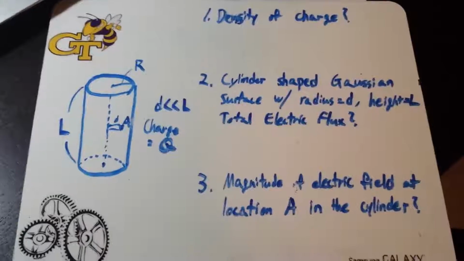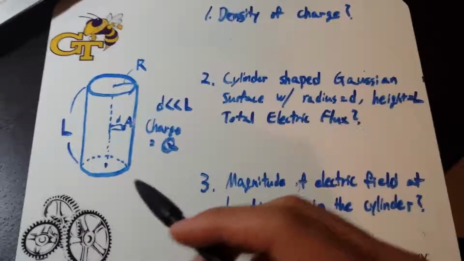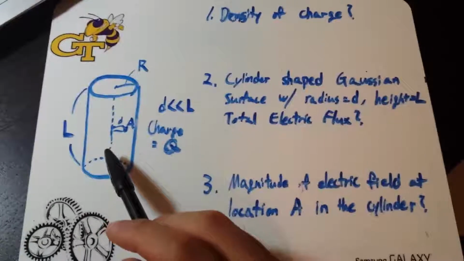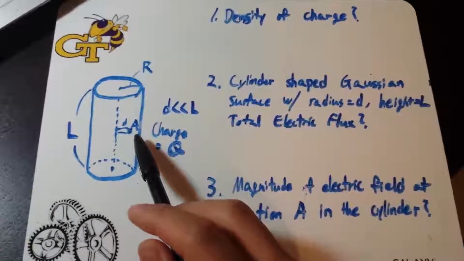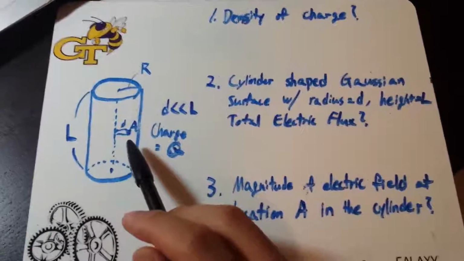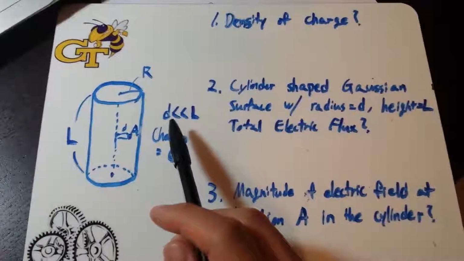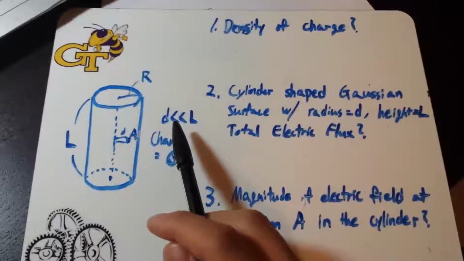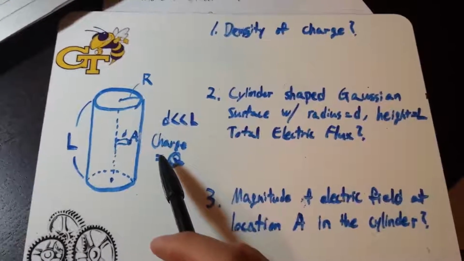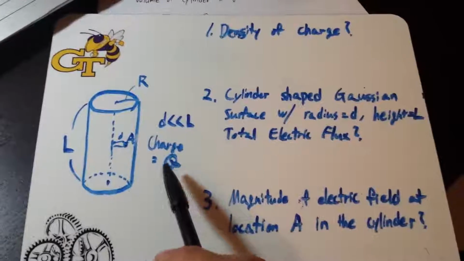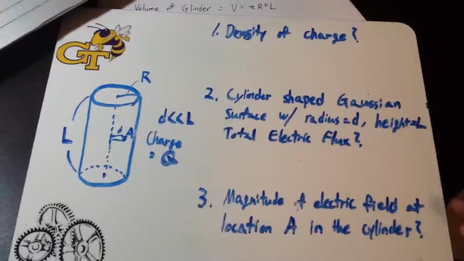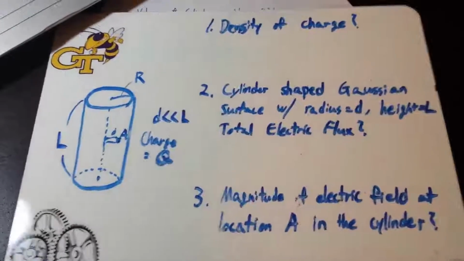In this question, we have a cylinder with radius r and height L, and a point A at distance d away from the midpoint of the cylinder. We are given that the distance d is very small compared to the height L, and the total charge of the cylinder is Q, evenly distributed throughout its volume. The first part of the question asks us to find the density of the charge.